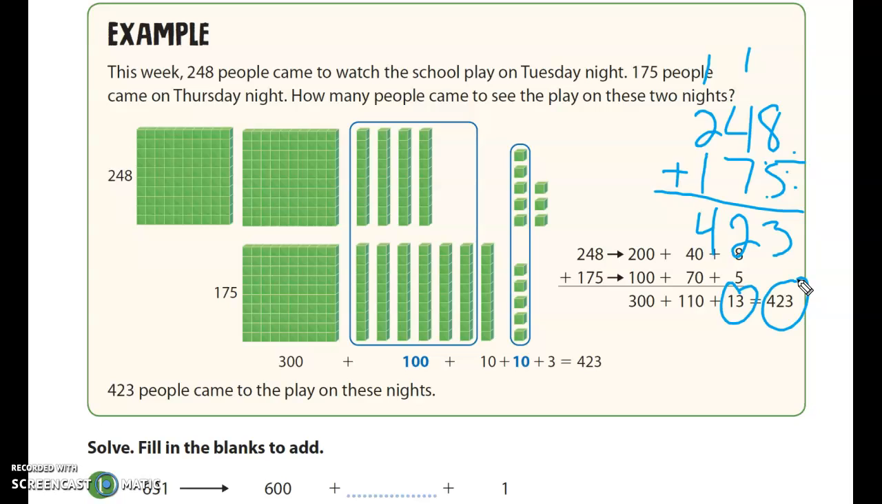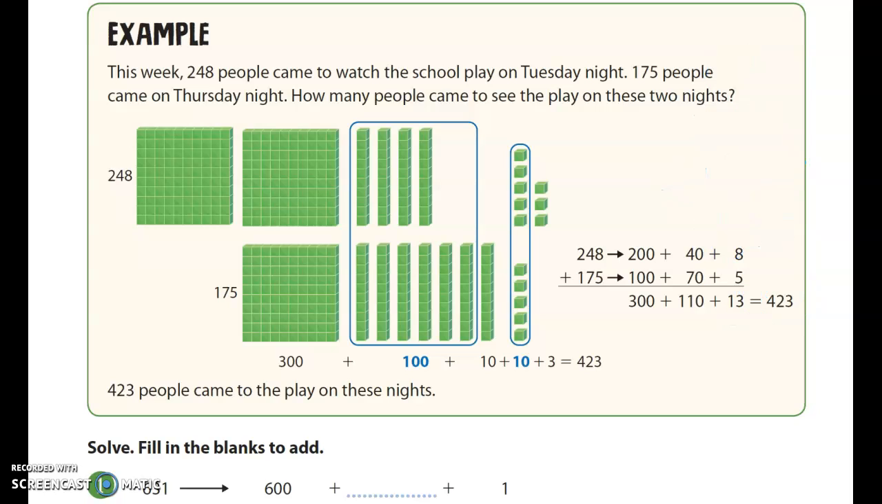Okay, but the way they're telling you is that we're going to add all the hundreds, and in 248, how many hundreds do I have? 2. And in 248, how many tens do I have? 4. 1, 2, 3, 4. And then how many ones? 8, which they have here. Okay? And then in 175, how many hundreds did I have? 1. How many tens? 7. And then how many ones? 5.